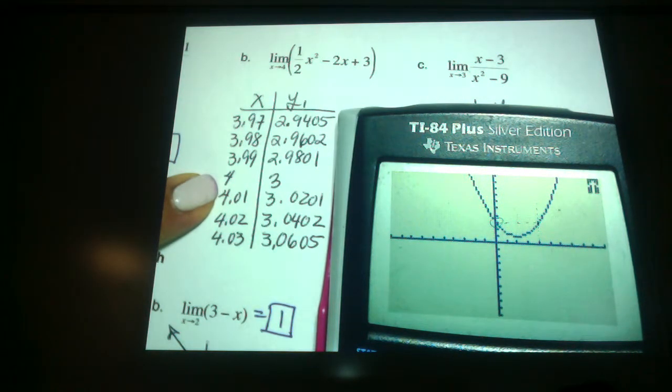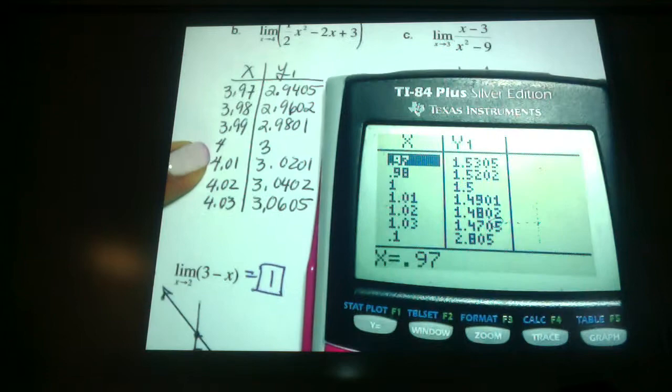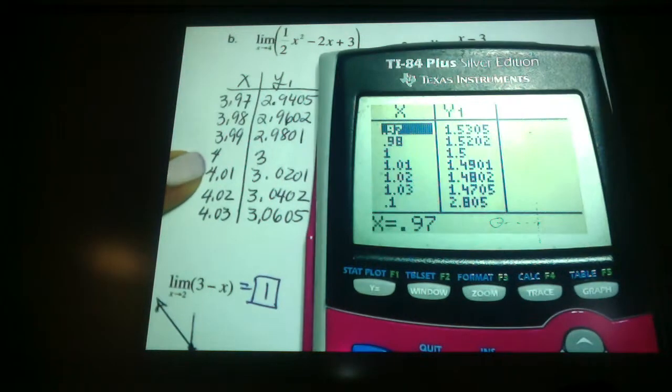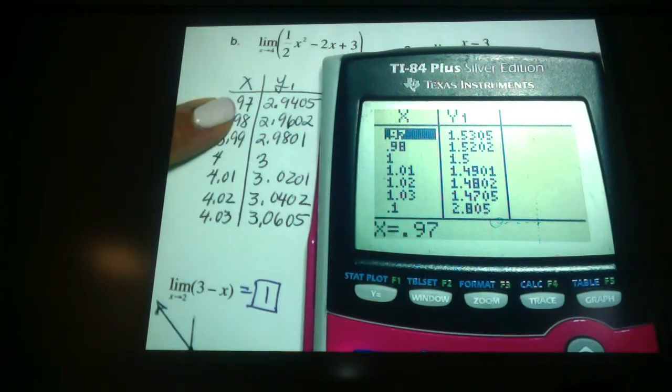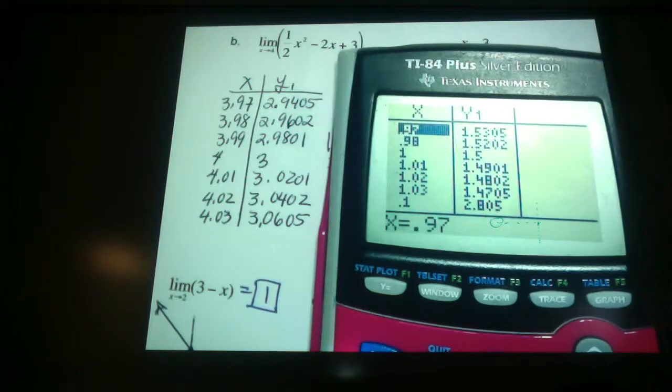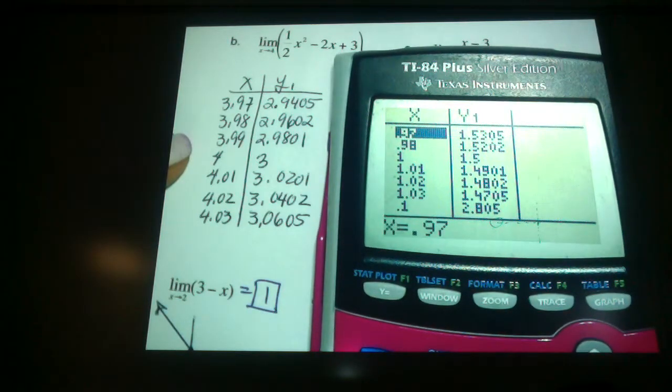So go into the second graph and look at your table. So I want you to put this time to the left of 4. Notice I'm still using 0.97, 0.98, 0.99, but I'm putting 3 in front instead. And I've got 0.01, 0.02, 0.03. So those are the numbers you typically are always going to choose. And so we're going to go ahead and put those in this time. 3.97, 3.98.